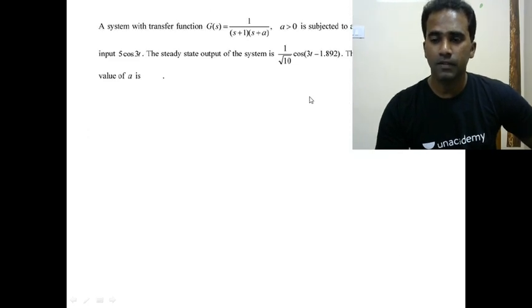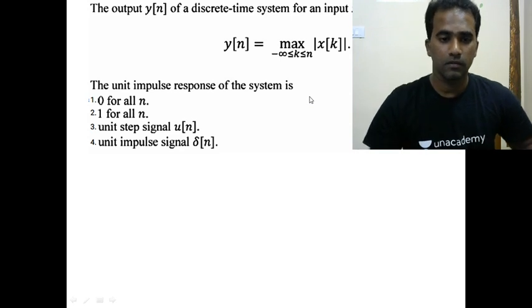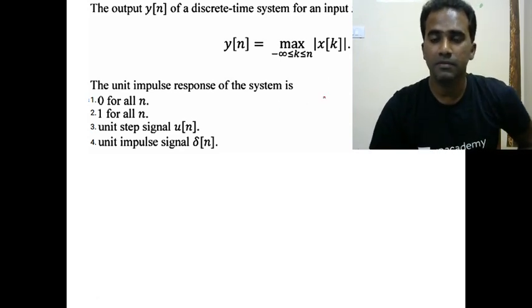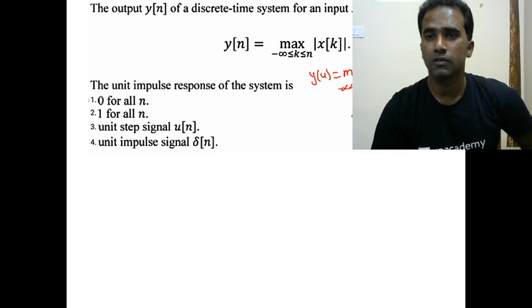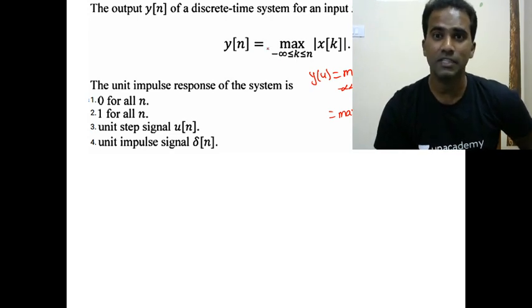So for example, if I'm saying y of 4, the meaning of it is maximum of k running from minus infinity to 4 of modulus of x of k, which is nothing but maximum of x of 4, x of 3, x of 2, and so on till x of minus infinity. Among all these values till the present sample, whatever is the magnitude of the maximum sample value, that is the output. So that is the meaning of this system.